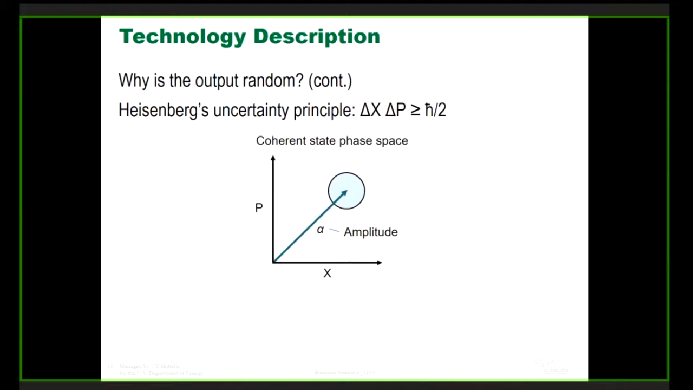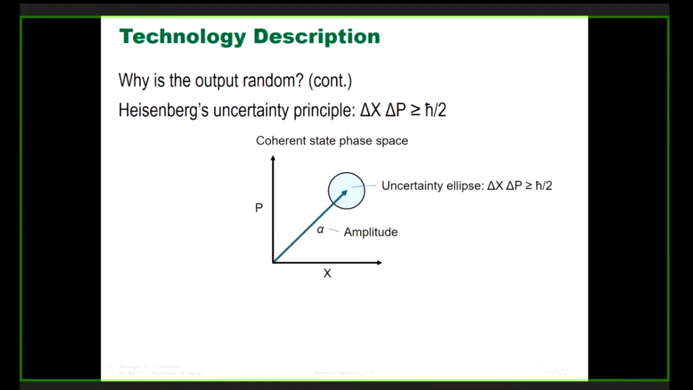Well, it's maybe small, but we can access it in the lab, and that's what we do. When you try to measure the amplitude of this light field, you end up with a result that's random, anywhere within this circle. You have no control over where it's going to be in that circle. It's just random. And so that's what we access to generate entropy.